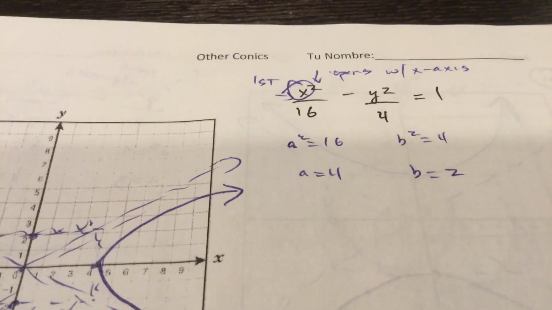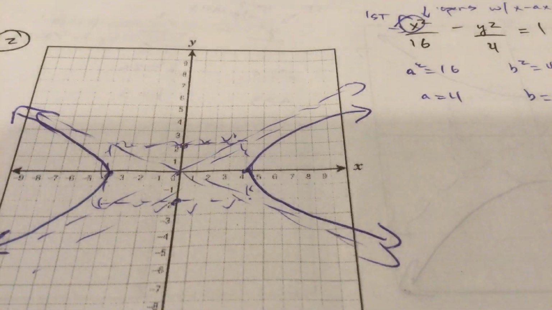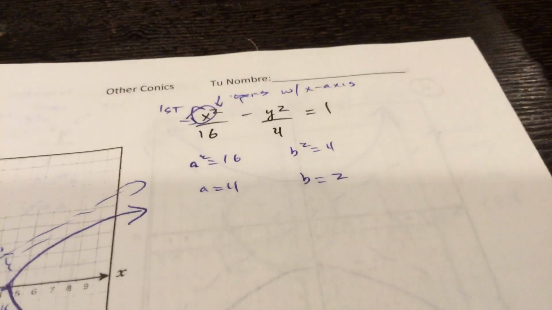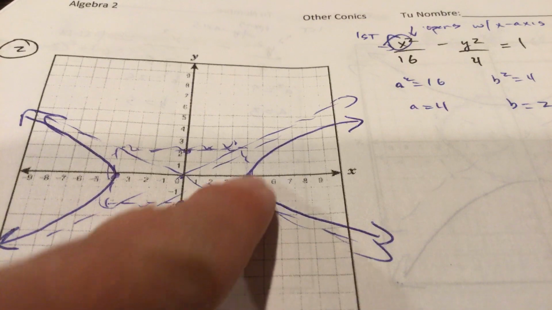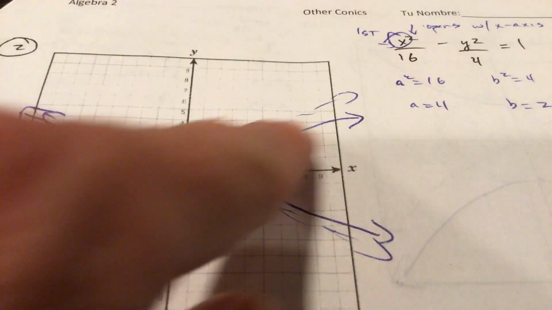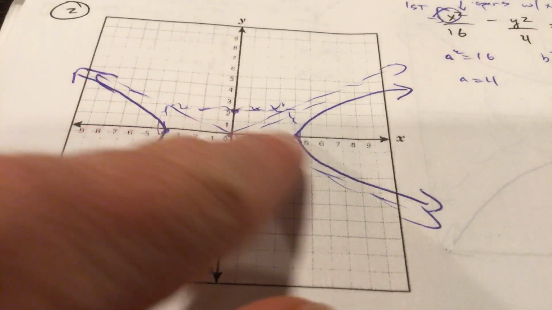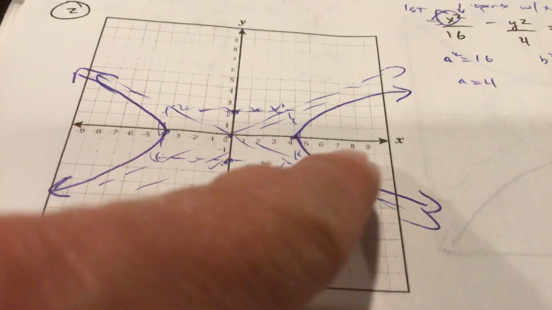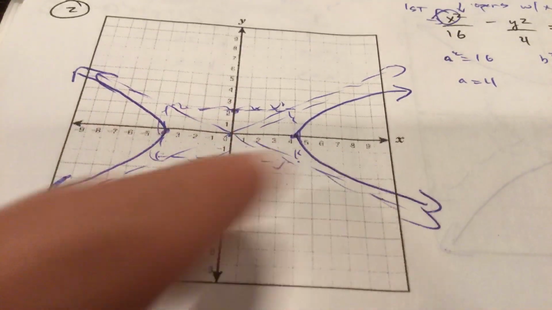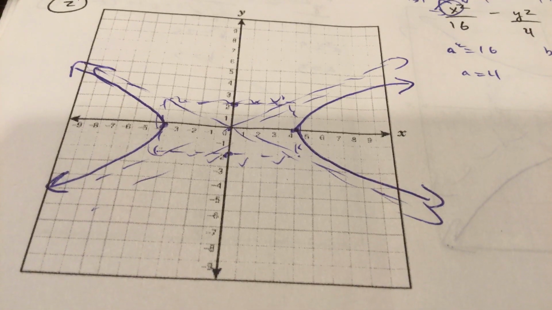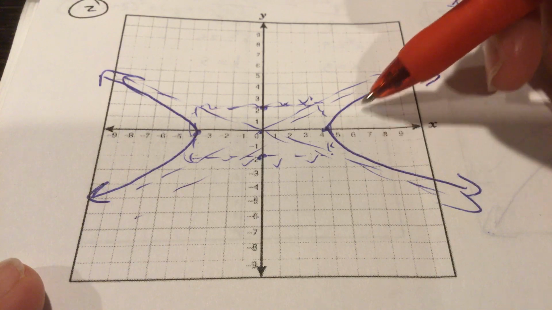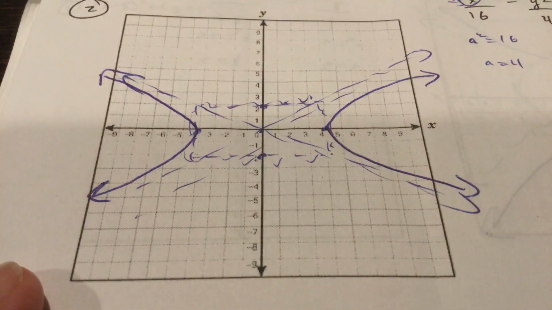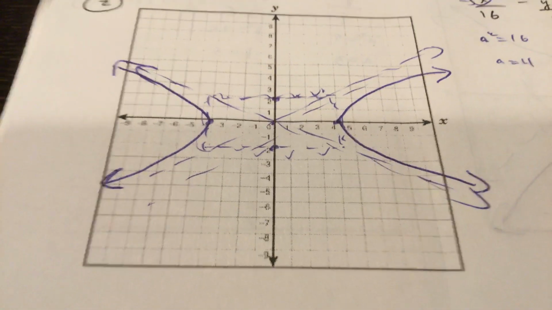If x squared is written first, and that means a squared is 16, a is 4, I'd go 4 to the right, 4 to the left. B squared is 4, so b is 2. I'd go up 2 on the y-axis, down 2. I'd make this a dotted rectangular box through the vertices there. All right, the diagonals, vertices of my diagonals there. I would make that dotted line, and then because x squared goes first, it would open up to the right and to the left. Again, that is more for next year if you're going to take pre-calc.